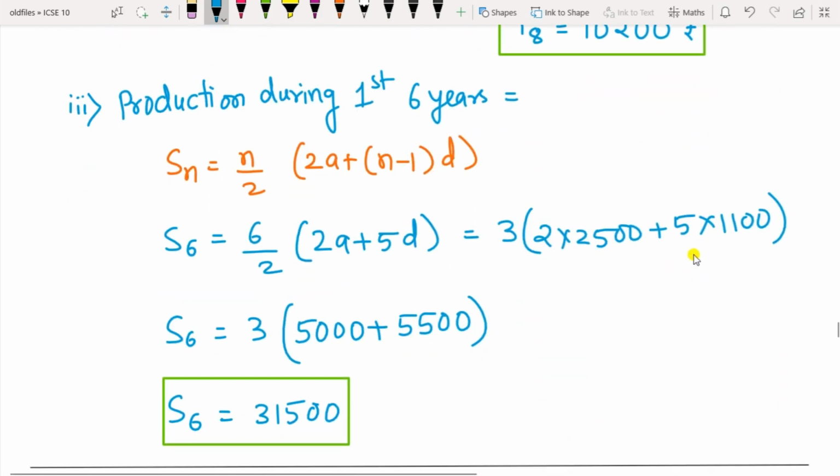Then production during the first 6 years is the sum of the AP, so write the formula for the sum. So Sn equal to n by 2 into 2a plus n minus 1 d. n is 6, A is 2500 and D is 1100. Okay. So you get the value of the sum for the 6 years as 31,500.